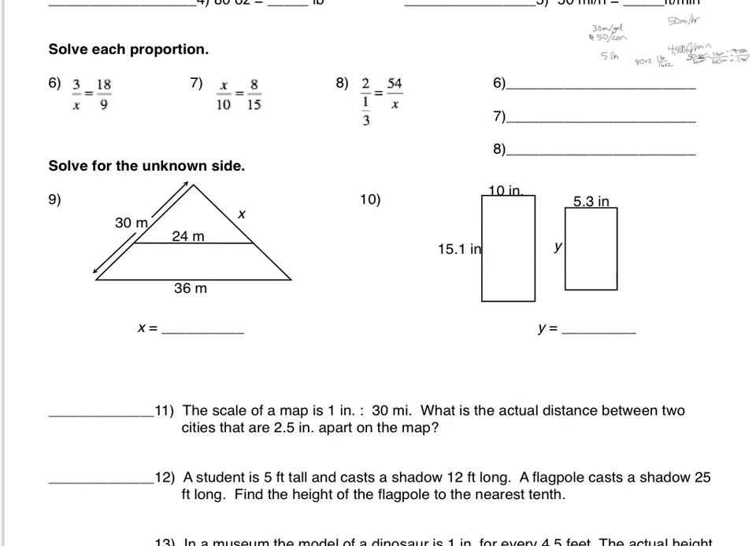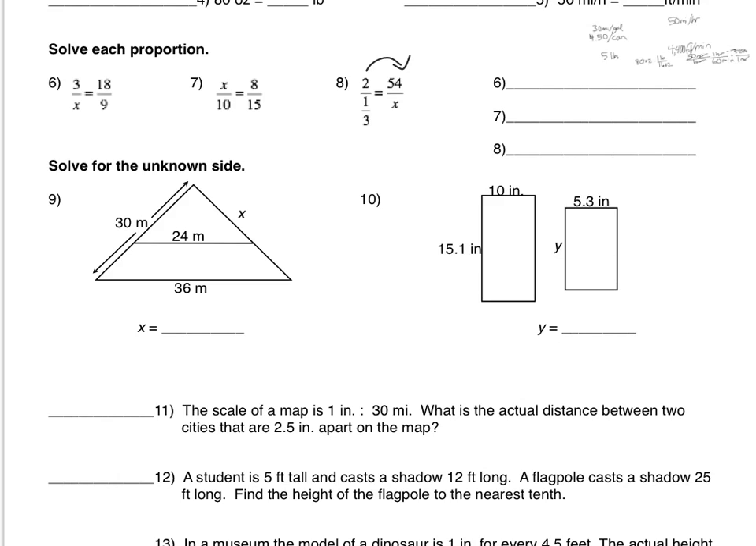To solve proportions, you can do them mentally. You can use cross products. However you want to do it, it's up to you. It just is kind of a preference. Just make sure that if it's a possible way to do them mentally, don't forget about that strategy. I'll jump to number 8 to show that.